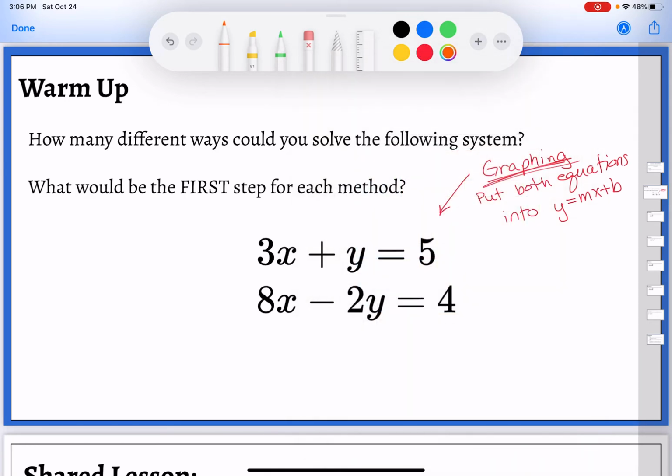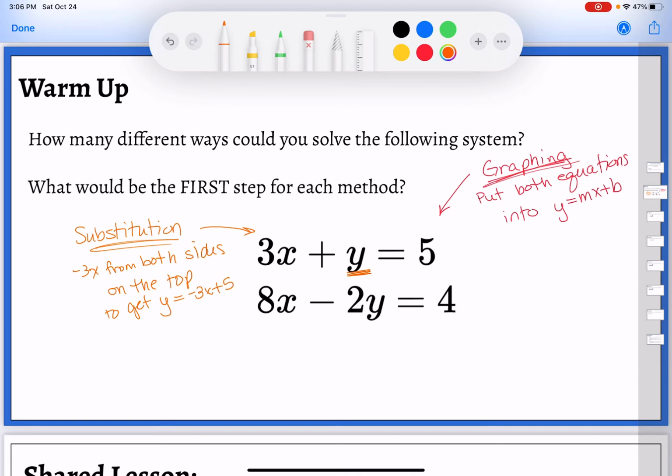All right, but I could use substitution. I see that this top equation would be pretty easy to get y by itself. So I could use substitution, in which case I would have to subtract 3x from both sides on the top equation to get y equals negative 3x plus 5. And then I'd be ready to substitute by plugging in negative 3x plus 5 in for y in the bottom equation.